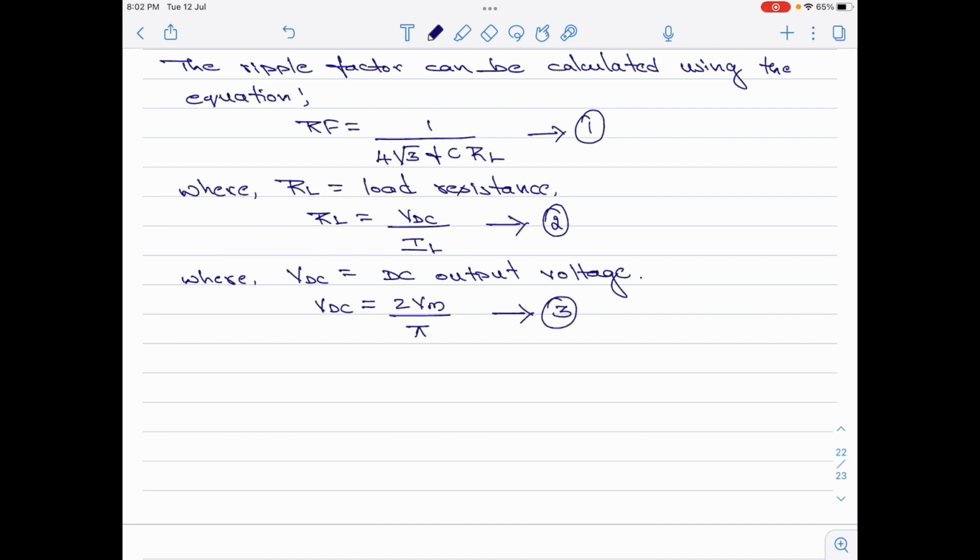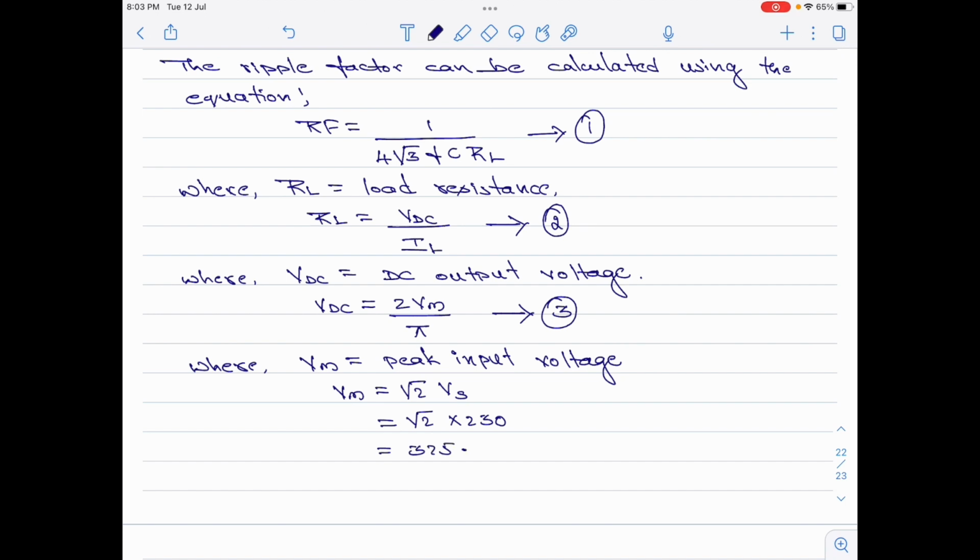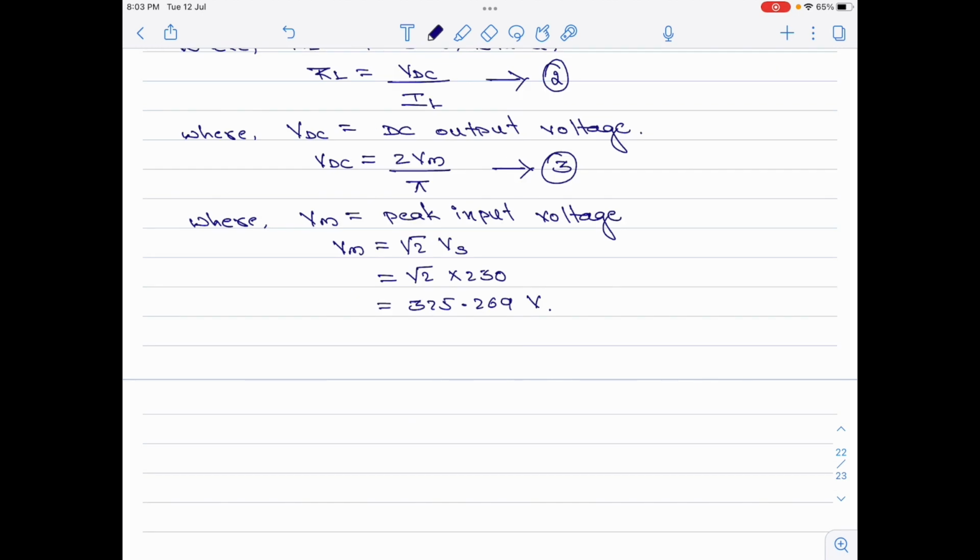In equation 3, Vm is the peak input voltage and it is given by root 2 into Vs, where Vs is the RMS value of the input voltage. Please note, we are given the RMS value of the input voltage and it is 230 volt. So Vm will be root 2 multiplied by 230. So it is equal to 325.269 volts. Once we find the value of Vm, we can now substitute it back into equation 3 to find the DC output voltage.